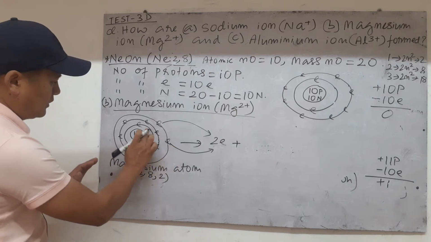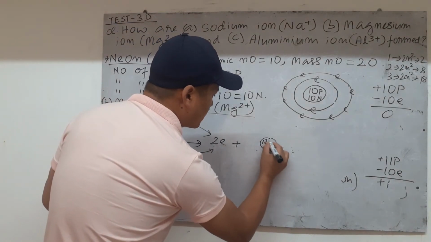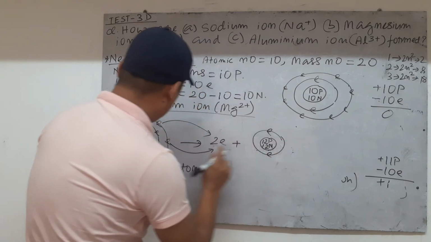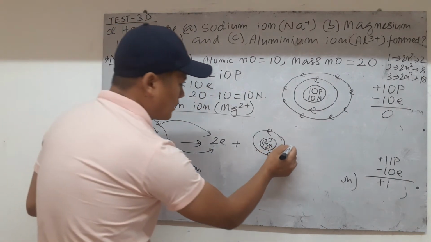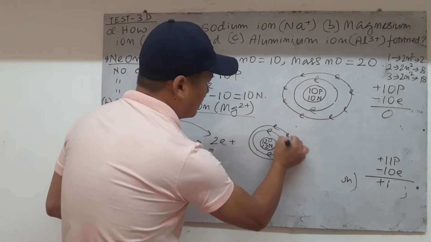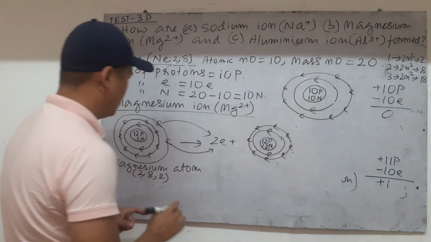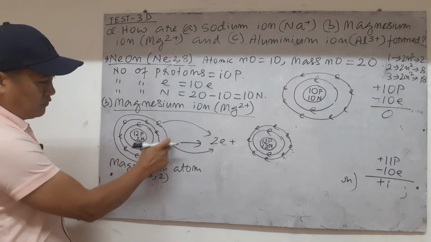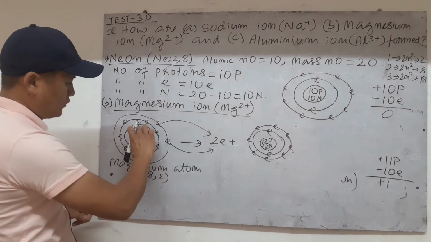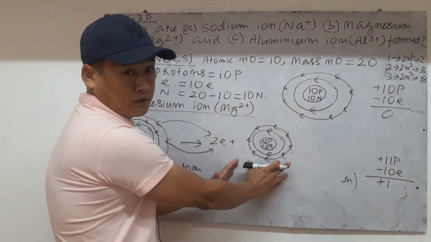These 2 are removed, then the rest you draw the same, because the rest is untouched. So here 12 protons and 12 neutrons, and here the 2 not touched in the first orbit. In the second orbit, 1, 2, 3, 4, 5, 6, 7, 8 not touched, and the third orbit removed. If you remove these 2, then the structure is this one, with these 8 electrons in the second orbit. So this is the structure.